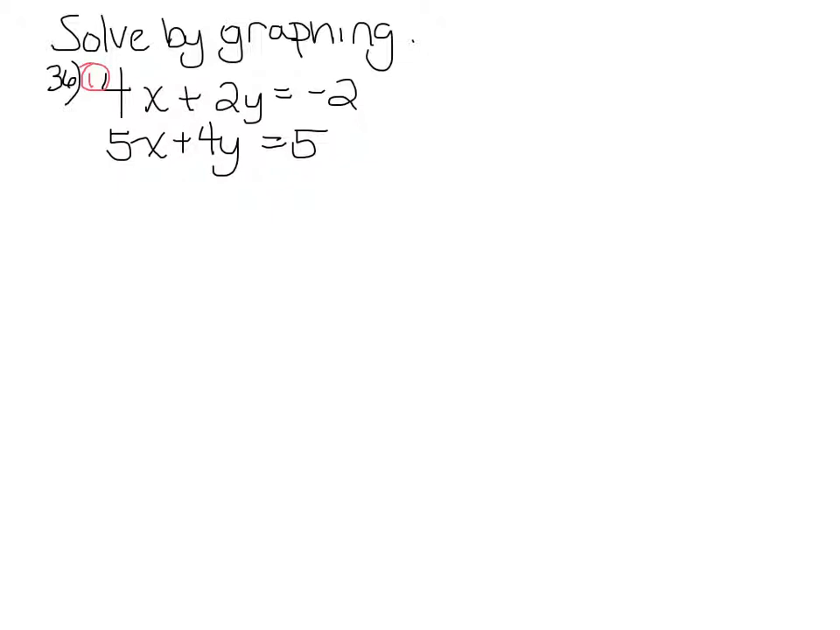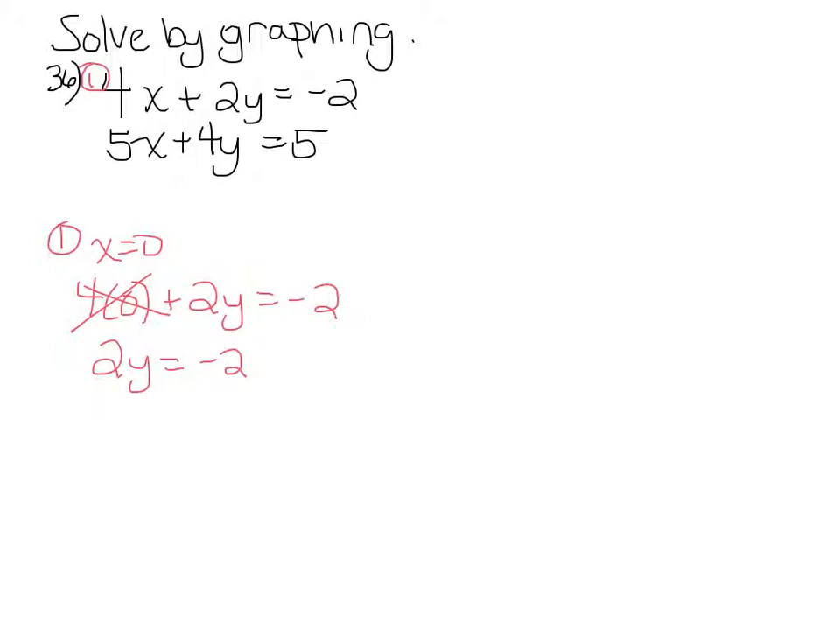And this one, just due to the nature of the problem, let's go ahead and show what happens whenever we let x equal 0. So in our first equation, whenever x equals 0, we have 4 times 0 plus 2y equals negative 2. This goes away completely, leaving me with 2y equals negative 2. So if we divide both sides by 2, we get y equals negative 1. So my first point here is (0, negative 1).